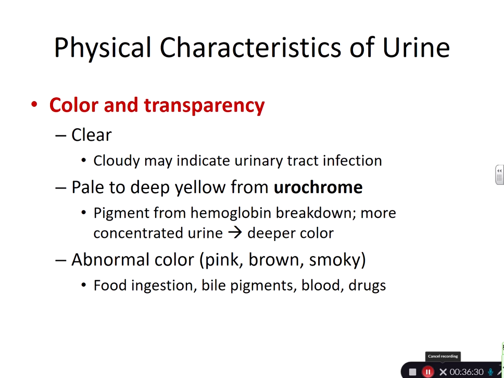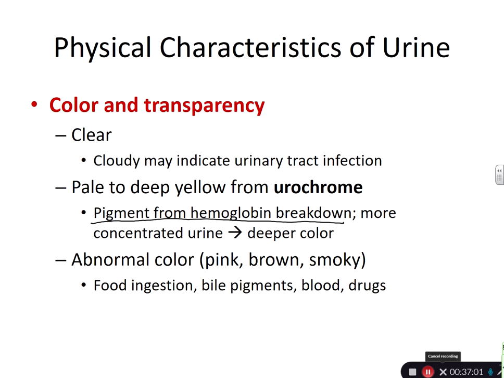Urine should be sort of a yellow color. Usually we want it to be as clear as possible, so as pale yellow as possible. But it can be a deeper yellow depending on how concentrated your urine is, which reflects how hydrated you are. The yellow color comes from urochrome, a pigment from hemoglobin breakdown. So again, the more concentrated your urine is, the more urochrome we're going to see, so the more yellow your urine is going to be.